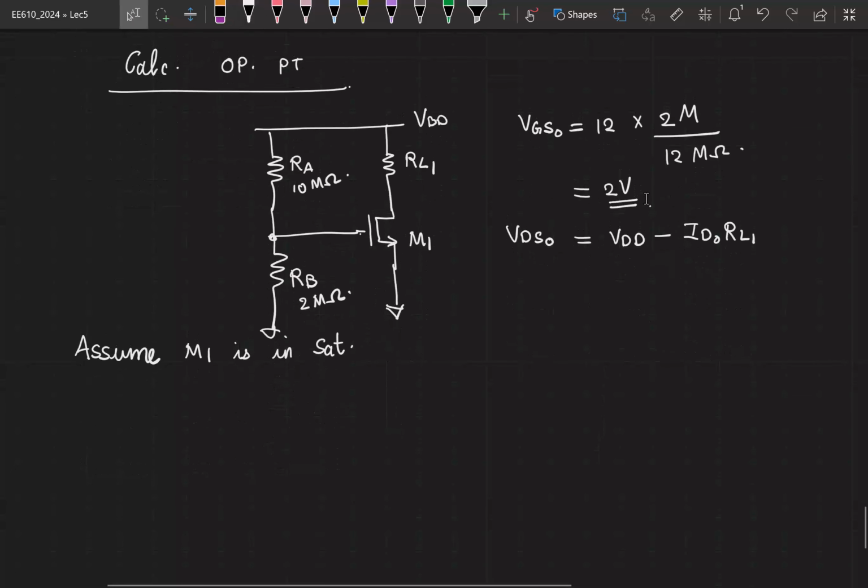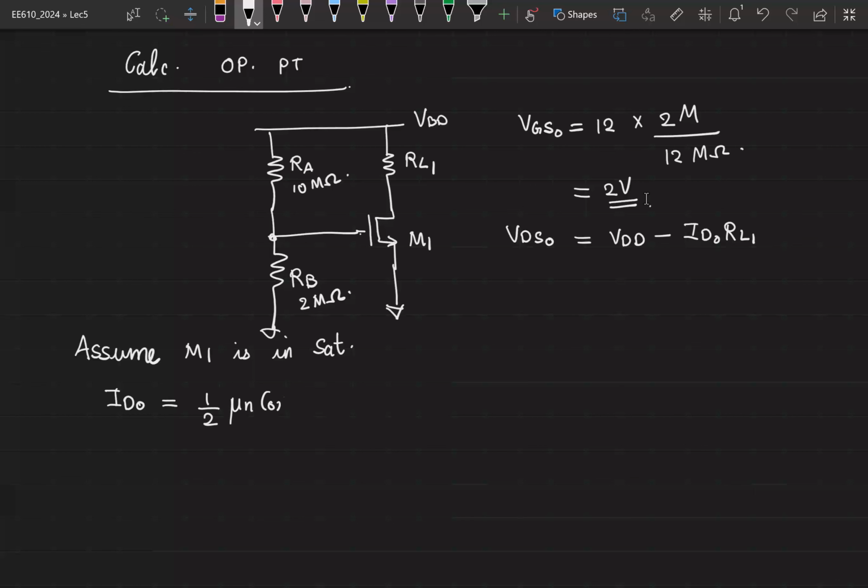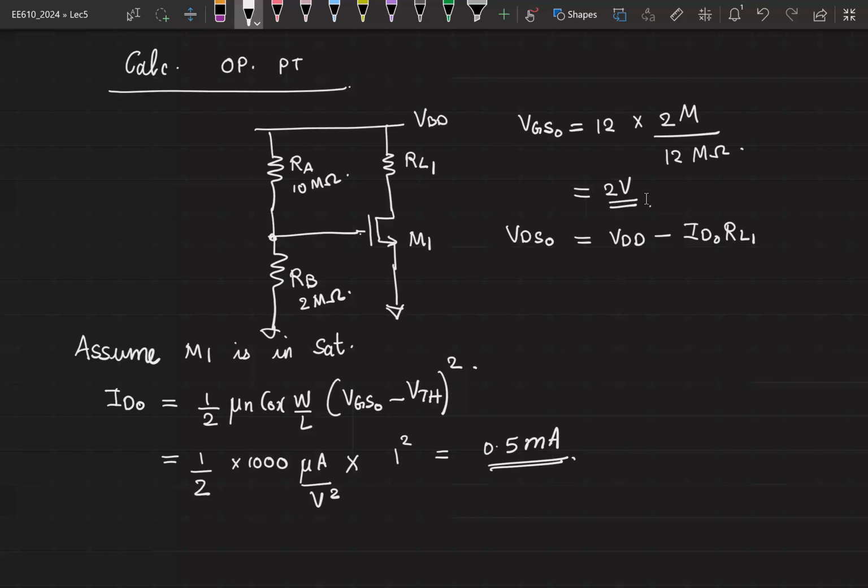Right? Once you assume this, what is your ID0? Then it's given by half mu n COX W by L into VGS0 minus VTH the whole square. So this is half, mu n COX was given as 100 microampere per volt square, W by L is 10. So you directly get 1000 microampere per volt square into what is VGS0 minus VTH? 1. So this gives you 500 microamperes, or in other words 0.5 milliamperes.